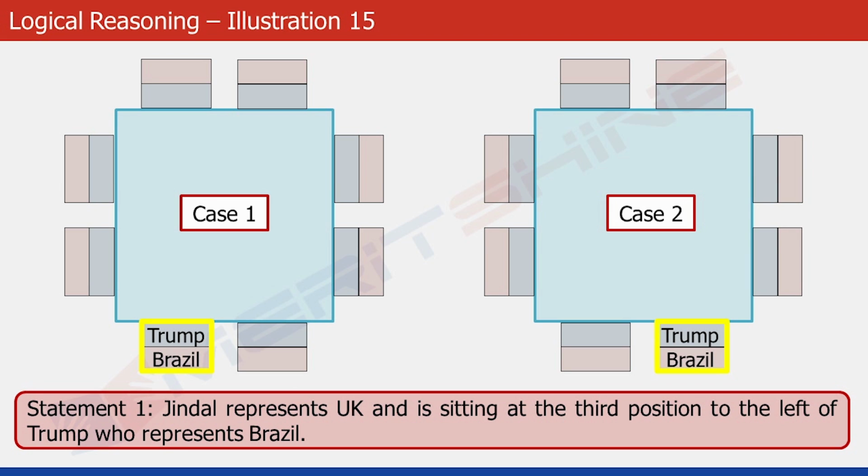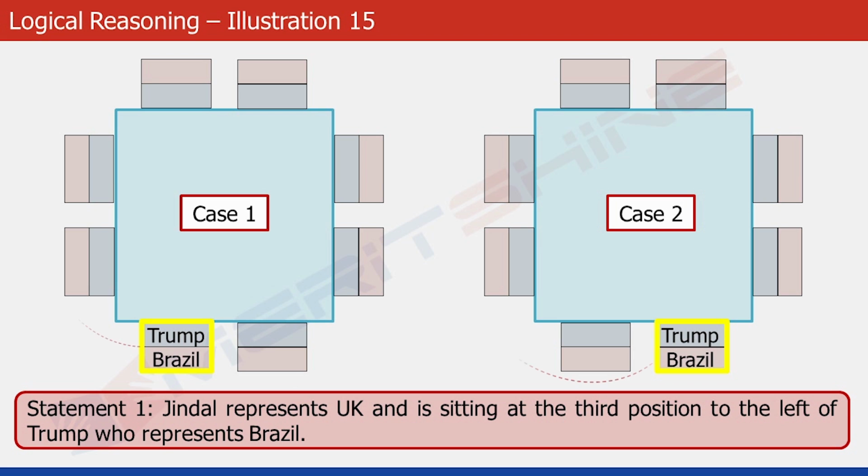Now if you look at case 1 and case 2, the difference in these 2 positions would be very clear. In case 1, Trump has got a vacant seat to his right, whereas in case 2, Trump has got a vacant seat to his left. This is obviously different. Had it been a circular arrangement problem, this would have been exactly similar. Visualize that. Anyway, let's put Jindal now. He is at the third position to the left of Trump.